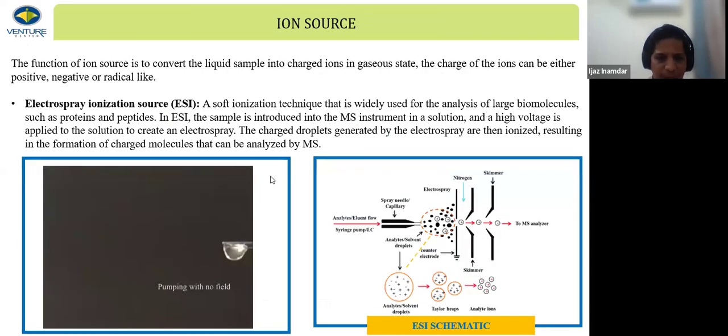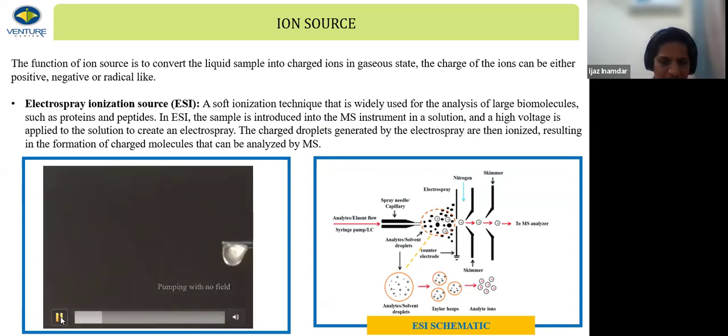Okay, so let us talk about the source. We know the function of the source is to ionize the molecule. Let's say this is the inlet of the HPLC that is coming into the system. I need to do two things here. I need to convert the liquid into the gaseous state, obviously, because I cannot inject the liquid into a mass spec and get the data. And then I need to give the charge to the molecule as well. So this is what generally happens.